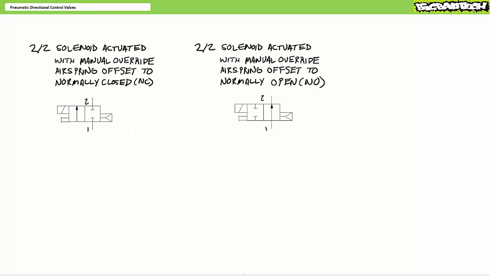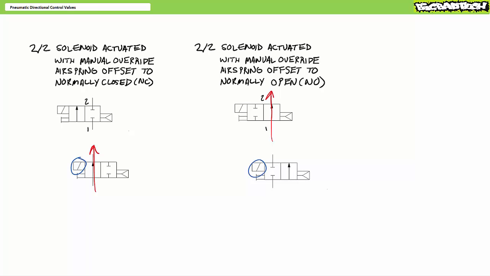I must emphasize that these are two entirely different directional control valves with fundamental behavior differences between them. The directional control valve on the left is normally closed, and in the deactivated state blocks passage from 1 to 2. Whereas the directional control valve on the right is normally open, and in the deactivated state allows passage from 1 to 2. When the solenoids are energized by an electrical signal, these directional control valves change states. The directional control valve on the left opens the passage from 1 to 2 in the activated state, whereas the directional control valve on the right closes passage from 1 to 2 in the activated state.